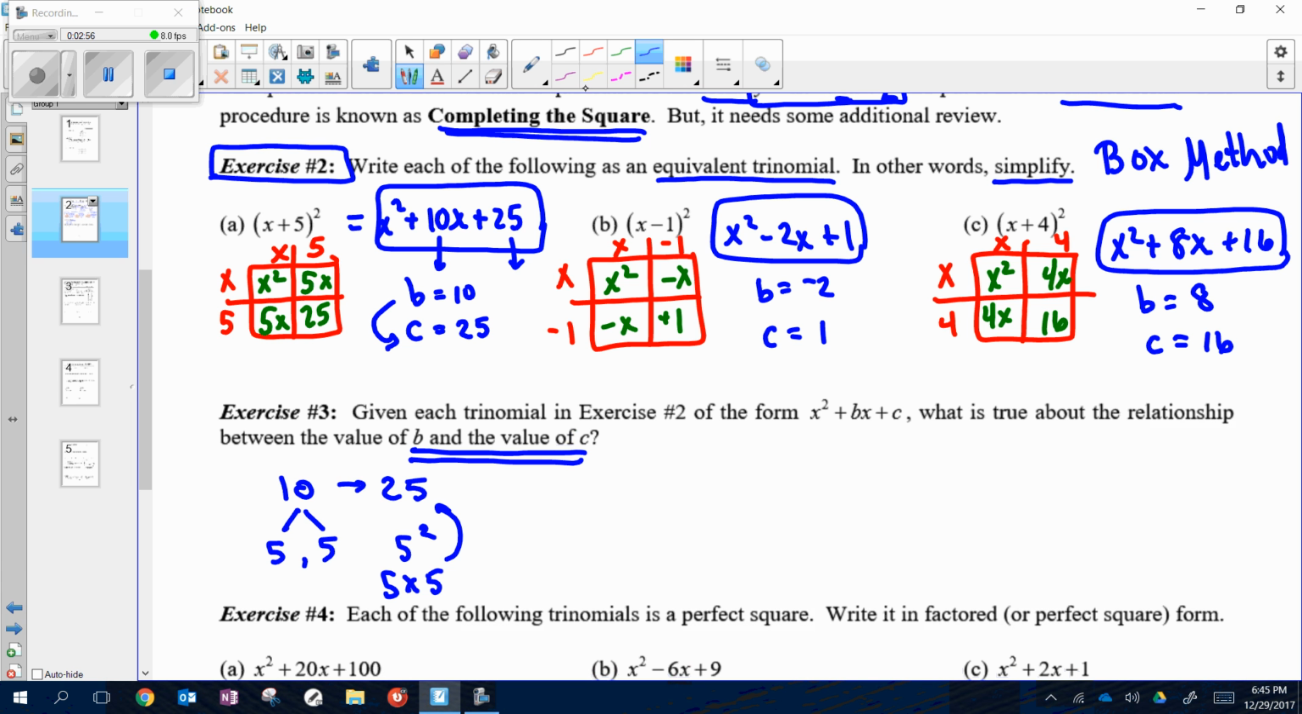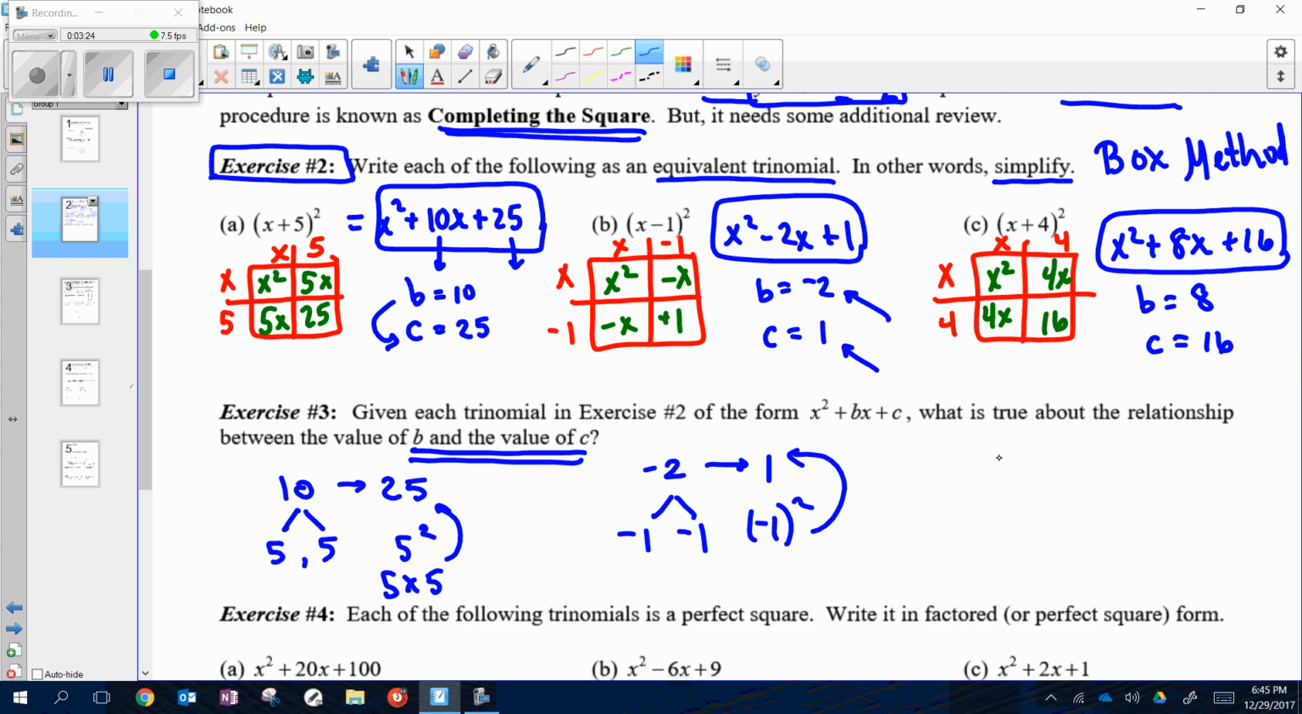All right, look at example B. I'm looking at the -2 from here and the 1. If I take half of this number and split it into 2 equal pieces, -1 and -1, and then I multiplied them together, or squared -1 to get the 1. So again, I took half of b and I squared it, and I got c.